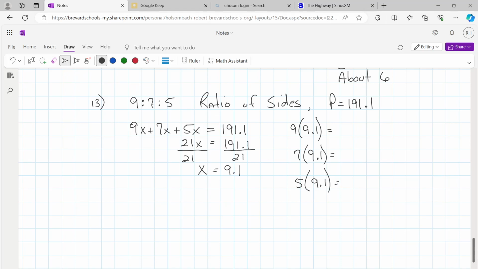All right, so then it's just a calculator problem from there. So we got 81.9 for one side, 63.7, and then we got 5 times 9.1, 45.5. So those are your three sides of that triangle.